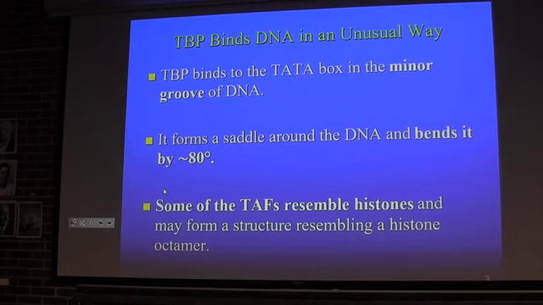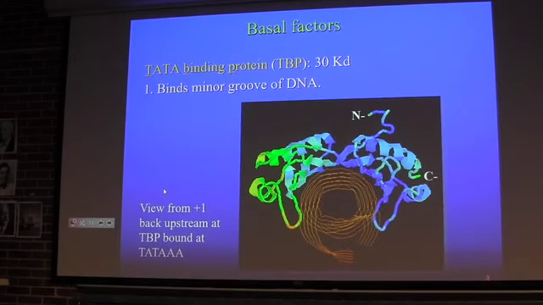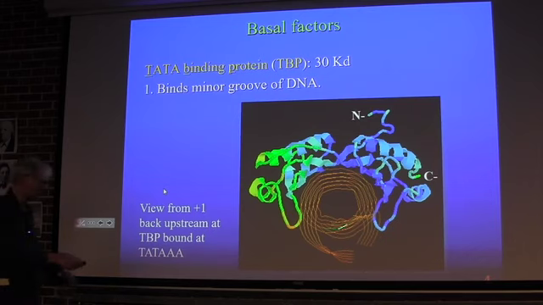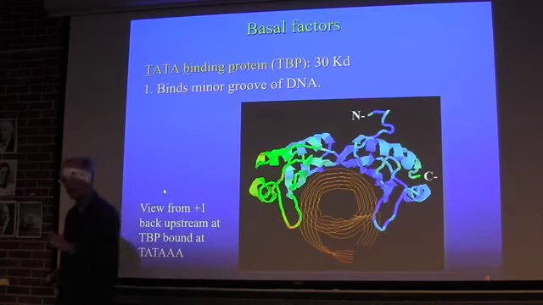It forms a saddle around the DNA and bends it by 80 degrees. What else bends DNA when it binds? CAP. We don't know why this has any influence, but it certainly does bend the DNA. And this is what it looks like. This is a wireframe configuration of the DNA, and you're looking head on.